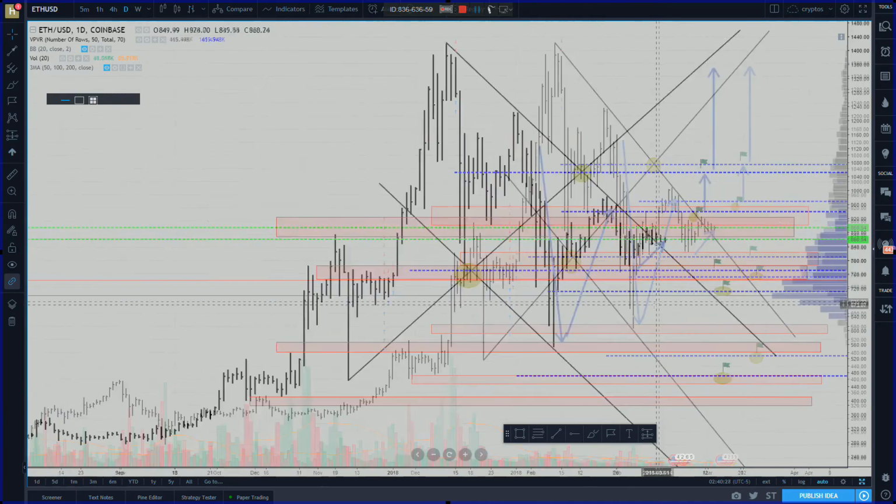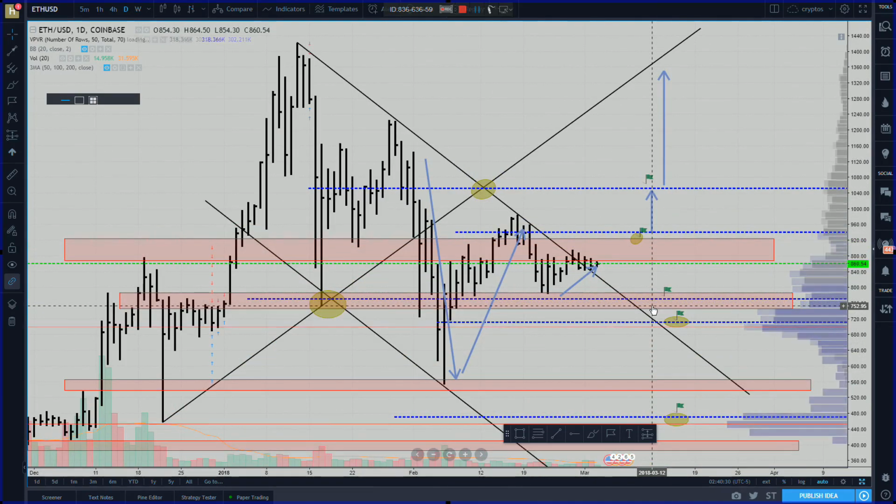There is a deeper and more advanced analysis, but this to give you an idea if you're new to chart and the trading market.